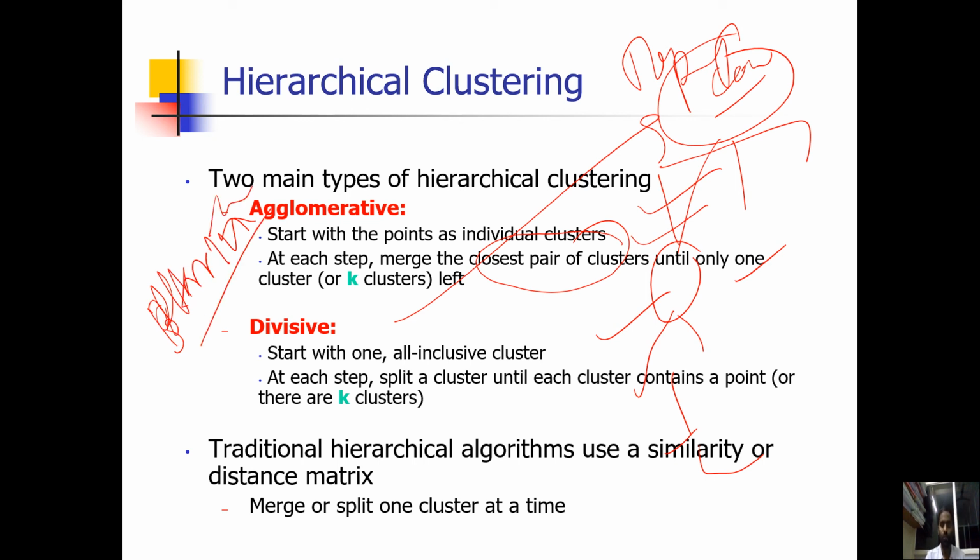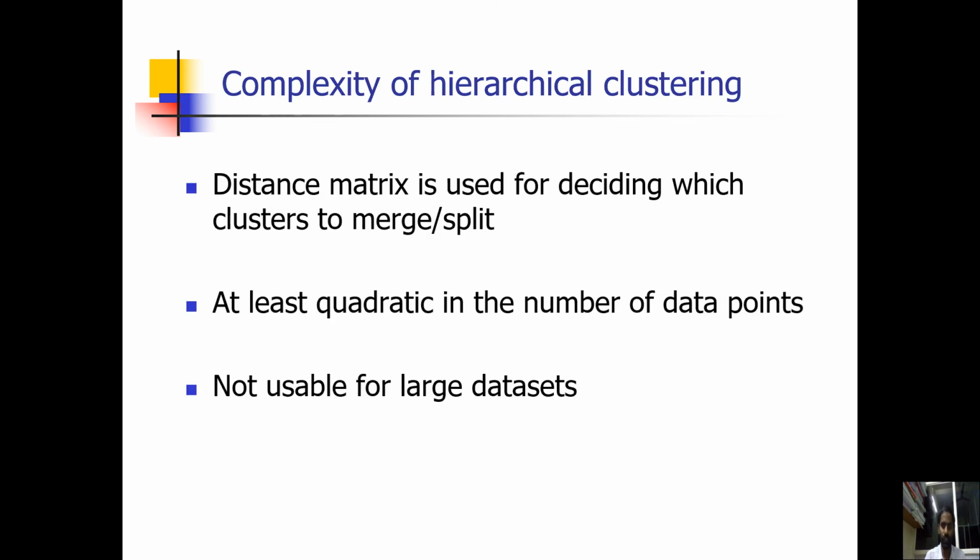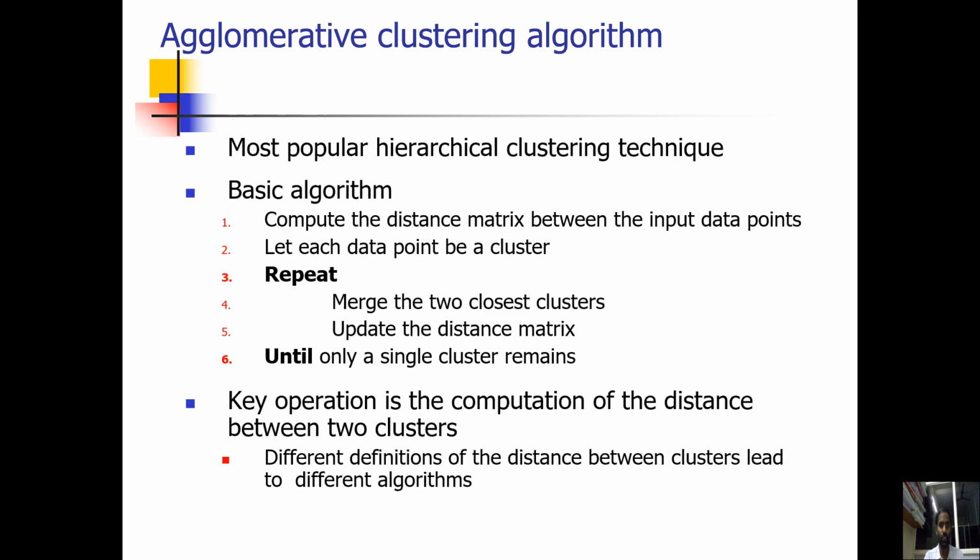Traditional hierarchical clustering usually uses a similarity or dissimilarity matrix. Let's see an example also. The complexity of hierarchical clustering: a distance matrix is used for deciding which cluster to merge or split. It is at least quadratic in the number of data points, so it is not usable for large data sets.